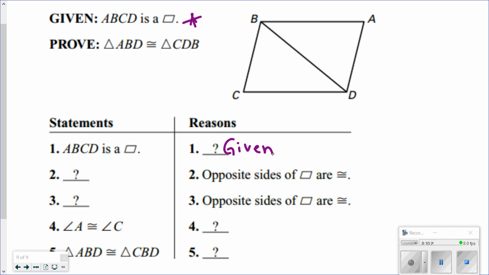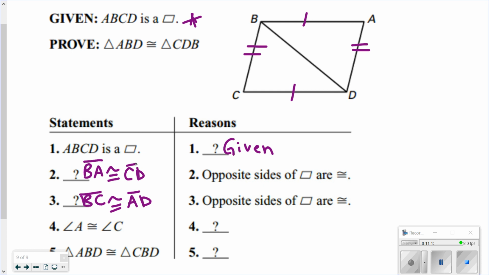Statement 2 is missing, but we know that the reason is that the opposite sides of a parallelogram are congruent. So looking at this parallelogram, what two sides are congruent? We'll start with BA and CD. So BA is congruent to CD. Statement 3 is also missing, but our reason, once again, is that the opposite sides are congruent. So what other two sides are congruent here? We know BC and AD. So BC is congruent to AD.